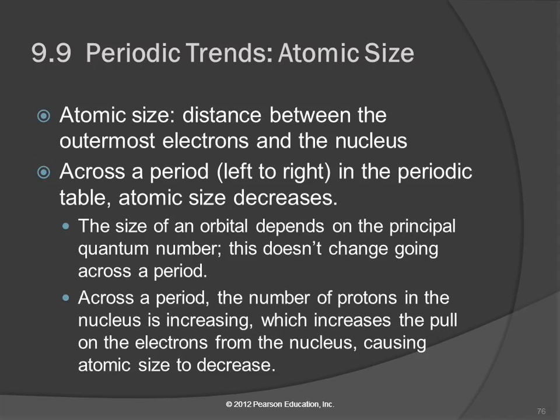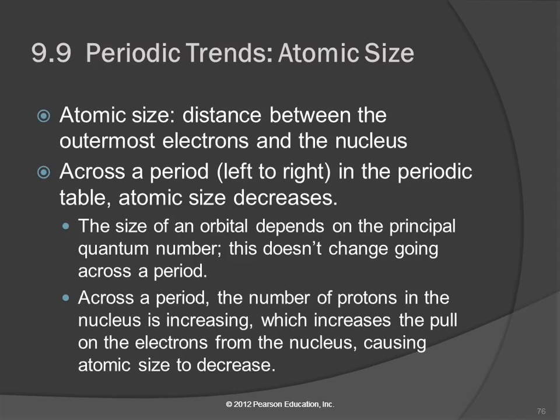So if we go across a period from left to right on the periodic table, we see that atomic size decreases. This is counterintuitive. But the size of the orbital depends a lot on the quantum number, right? We saw that the 2s orbital was larger than the 1s, and the 3s is also larger than the 2s.